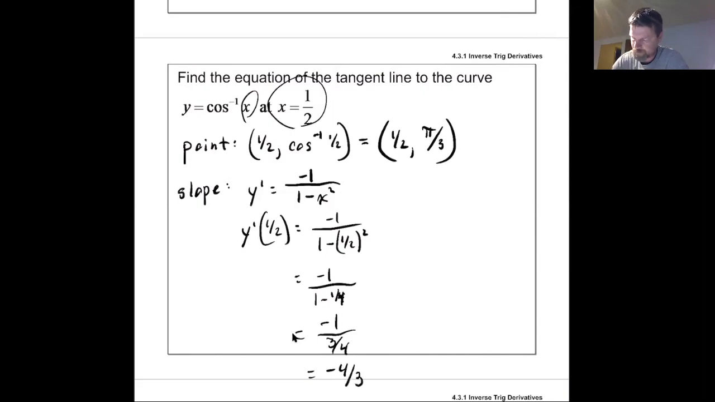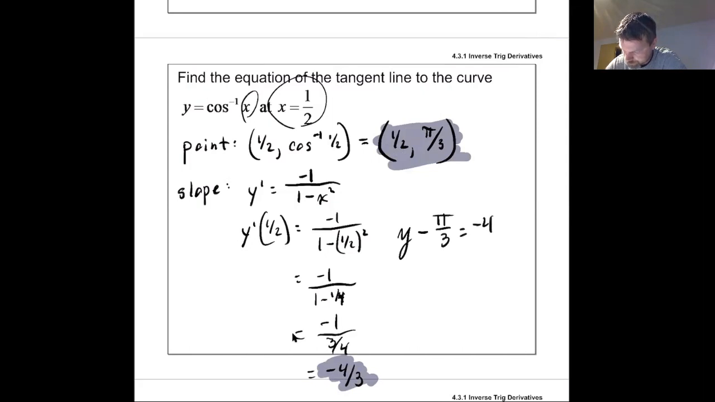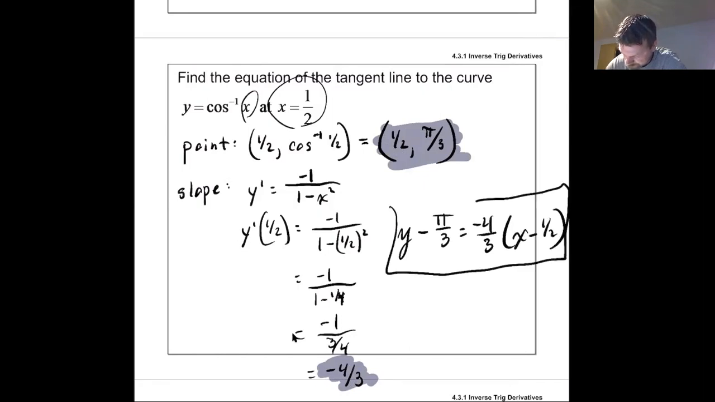All right. Got my point. Got my slope. I can write the equation. Y minus the y value equals slope times x minus the x value. There's my tangent line.